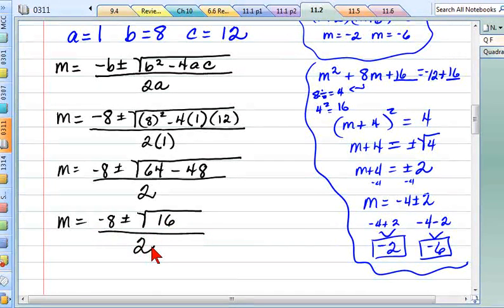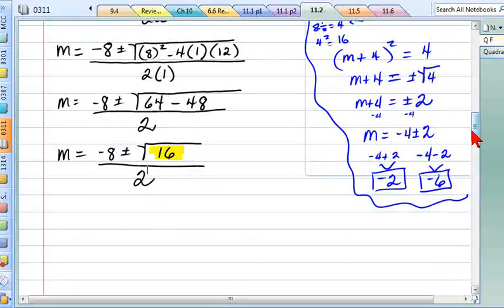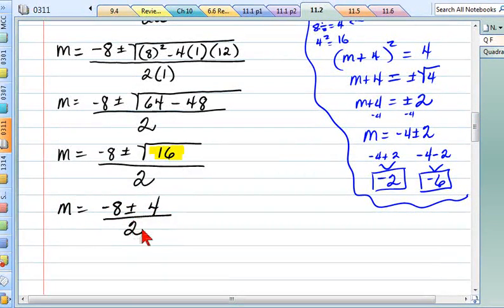Now, the type of answer you're going to get is totally dependent on the kind of number that's under the radical. If it's a positive number, you're going to get real answers, and if it's negative, you're going to get imaginary answers. If it's a perfect square, you're going to get rational answers, and if not, you're going to have radicals left over. So it all depends on the kind of number under there. What is 16? Perfect square? So m is equal to negative 8 plus or minus the rational number 4 over 2.